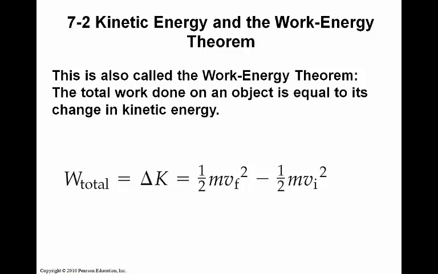This is also called the work energy theorem, that says the total work done on an object is equal to its change in kinetic energy. The symbol for kinetic energy will be K, and change in kinetic energy is delta K.